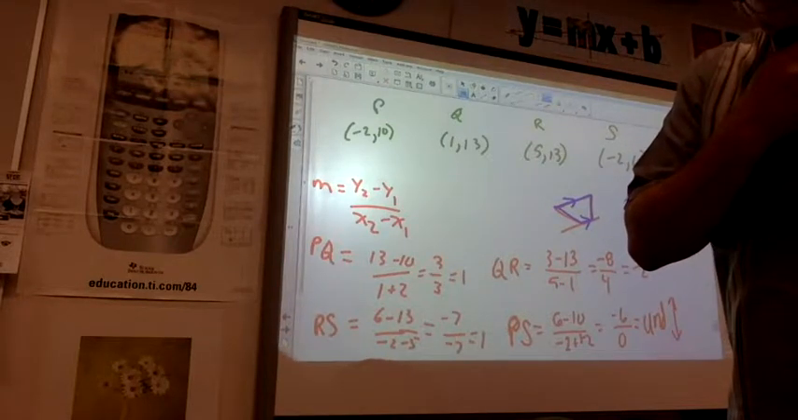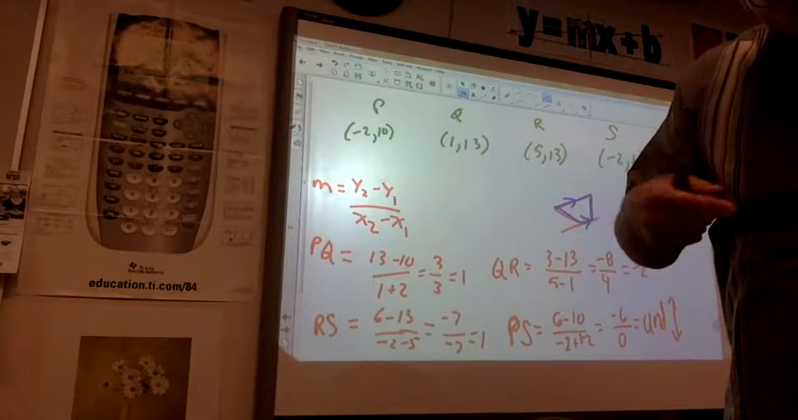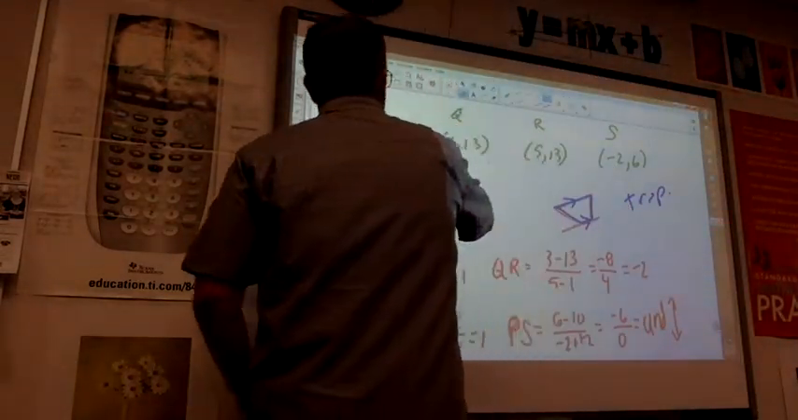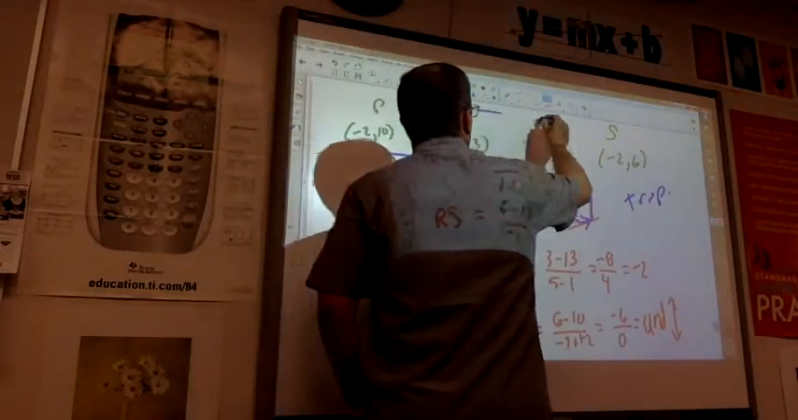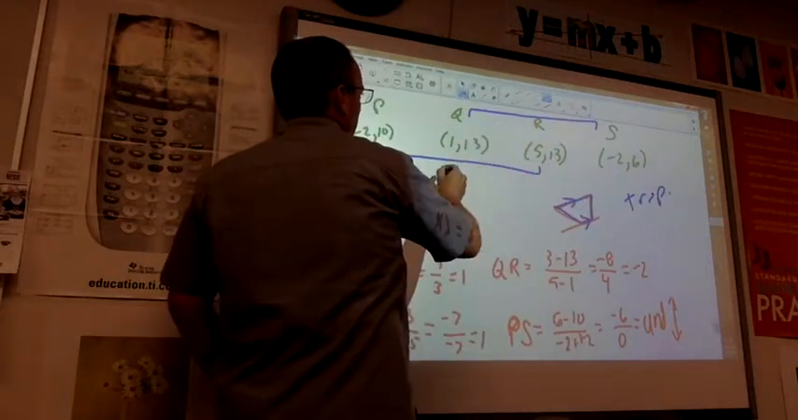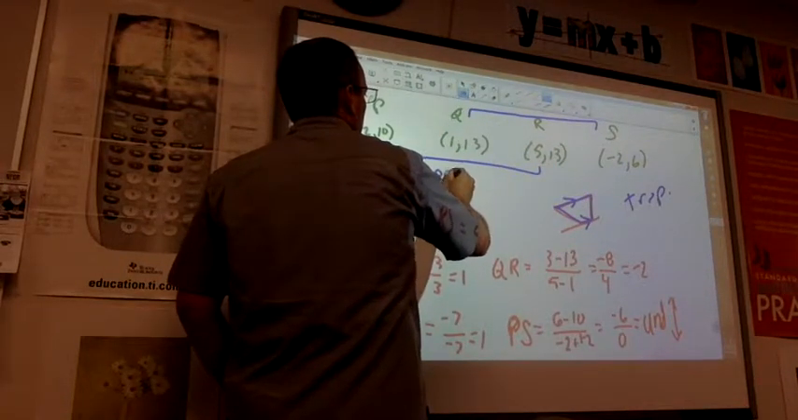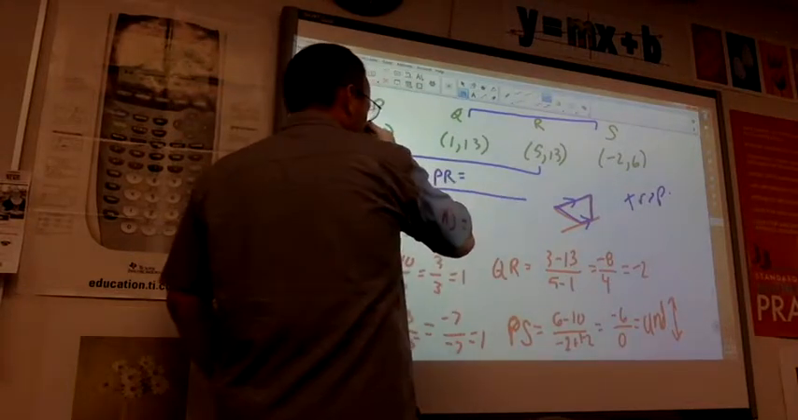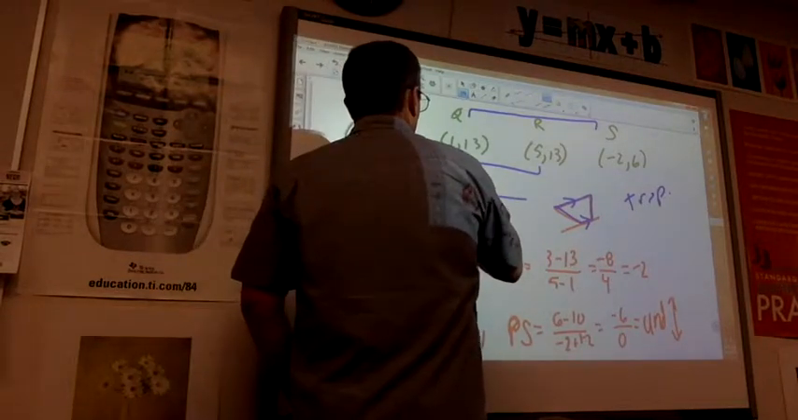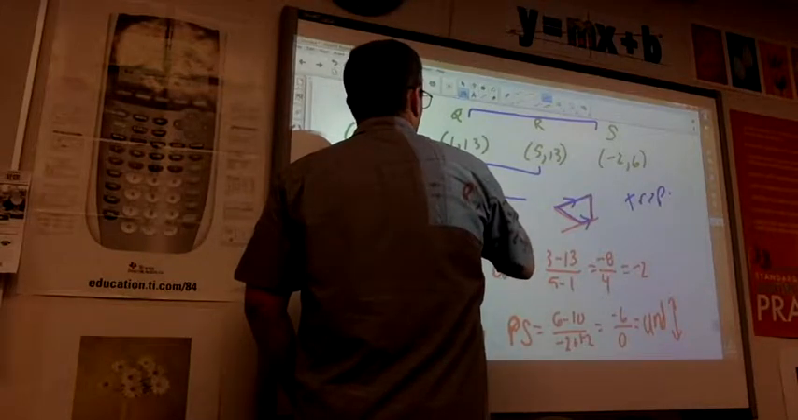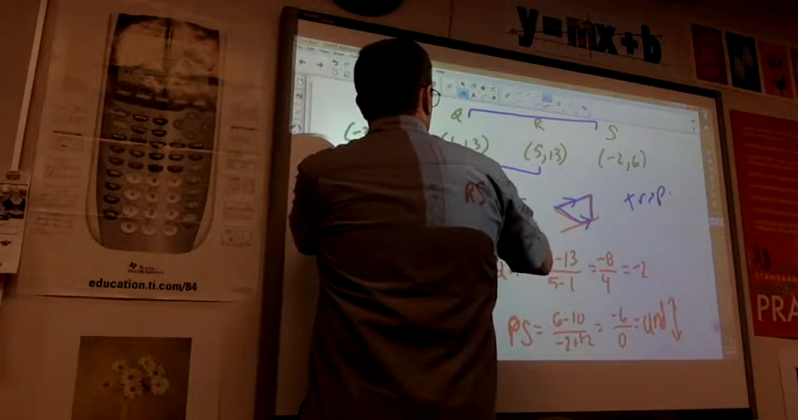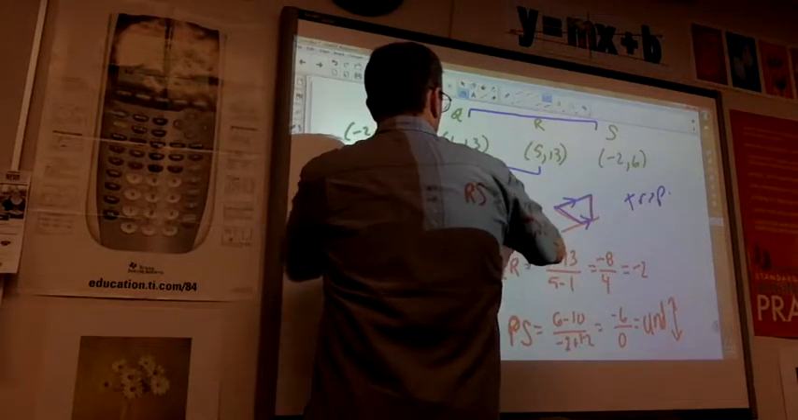Find the length of all four sides. Oh, wait. Find the slopes of all. Find the lengths of both diagonals. All right. So the diagonals, if I find the length of this and this and this and this. So if I look for PR, that'd be the diagonal, which is going to be the square root of negative 2 minus 5 quantity squared plus 10 minus 3 quantity squared.